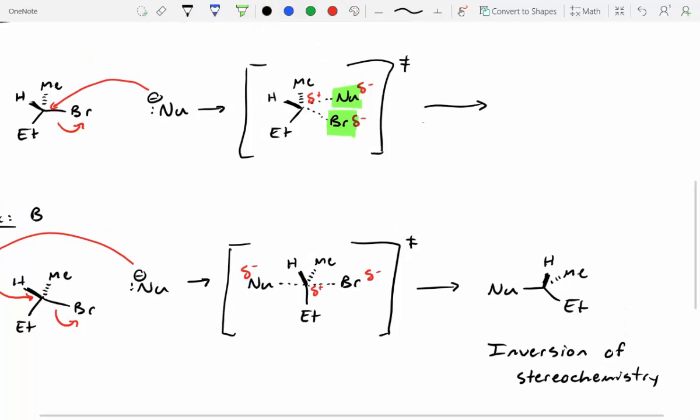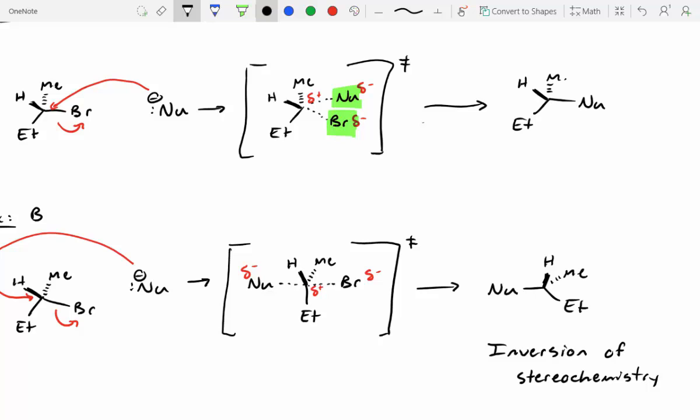All right, if we had the top example, it would look similar. However, it'd be a mirror image. Here we go. Nu, Et, got our hydrogen, and we've got our methyl group. This would be a retention of stereochemistry. Meaning that nucleophile occupies the position that the leaving group was once in.